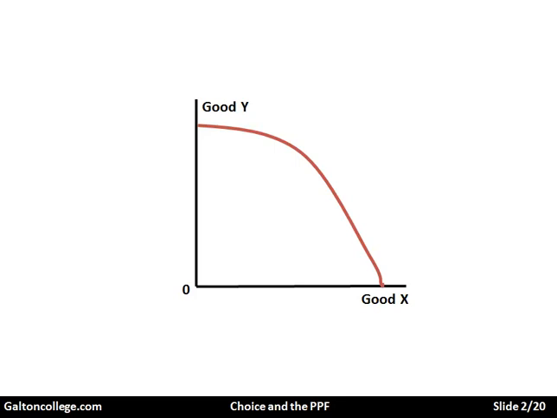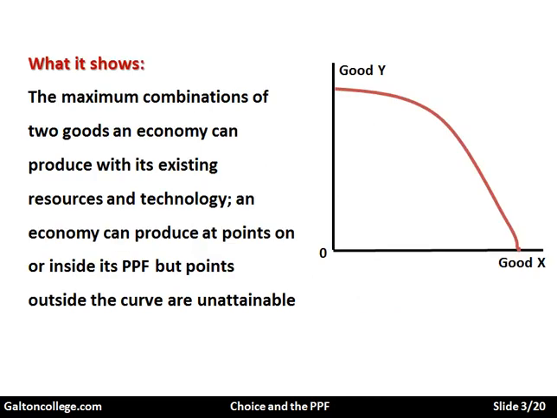I'll just put the cursor onto the screen for a moment. That's the production possibility frontier, that curved line. And that's the maximum amount that can be produced in this country. What it shows is the maximum combinations of two goods an economy can produce with its existing resources and technology. An economy can produce at points on or inside the production possibility frontier, the PPF. But points outside the curve are unattainable.